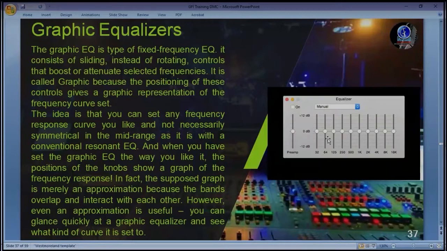Now, looking at this, it consists of sliders instead of rotary knobs. That's just the difference.